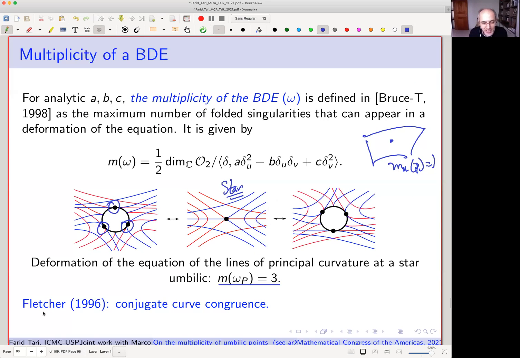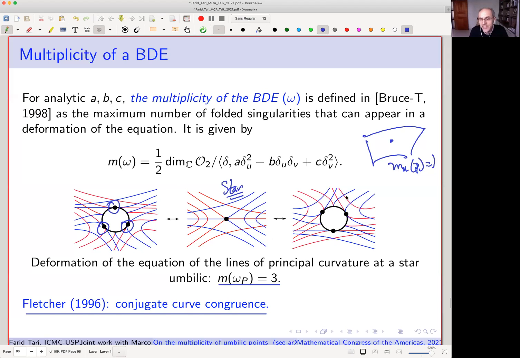In fact, there is a nice work which is due to Fletcher in his thesis, where he constructed a family of binary differential equations on a surface which deforms the lines of principal curvature to the asymptotic curves. So you have the same surface, and you can construct a family of pairs of foliations. We start from the asymptotic curves until it gets to the lines of principal curvature. And in this family, when you deform the lines of principal curvature, you get these three folded singularities.